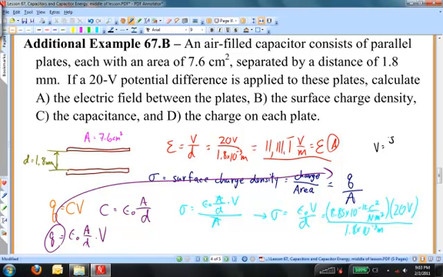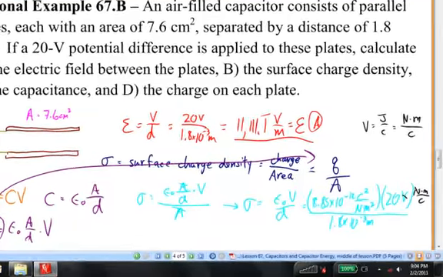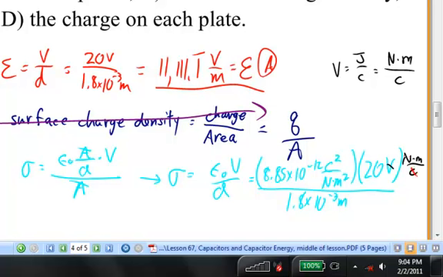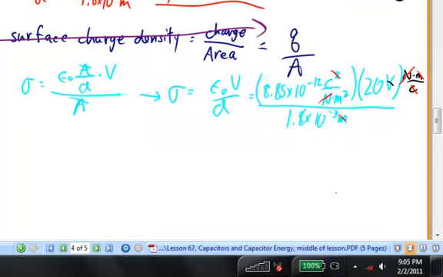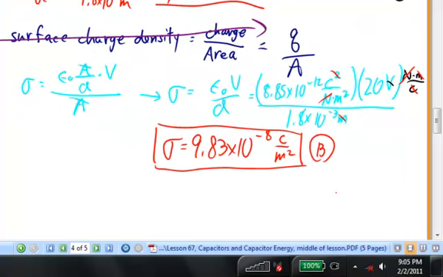Let me remind you that a volt is the same as a joule per coulomb, and a joule is the same as a Newton meter. So I can write a volt as a Newton meter per coulomb. Let me make that substitution here. Newton meter per coulomb. And let's look at the units first. Looks like a whole bunch of stuff is going to cancel out. I'm going to have a coulomb that cancels there. I'm going to have a Newton that cancels here. I'm going to have a meter that cancels with the meter downstairs. And it looks like my units are going to be coulombs per square meter, which are the units that I'm going to want. So let's put in the numbers. I get that the surface charge density is 9.83 repeating times 10 to the minus 8 coulombs per square meter.